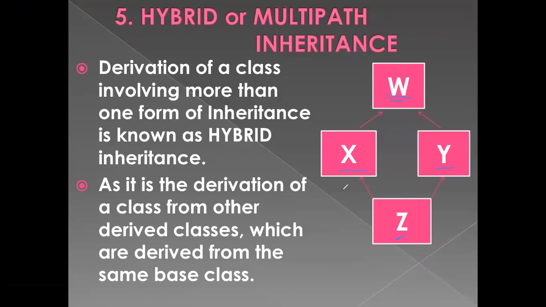So if I just focus on this part, from W we created two classes. So we can say this is a hierarchical inheritance from the definition. So this part is a hierarchical inheritance. From one class we are creating multiple classes.